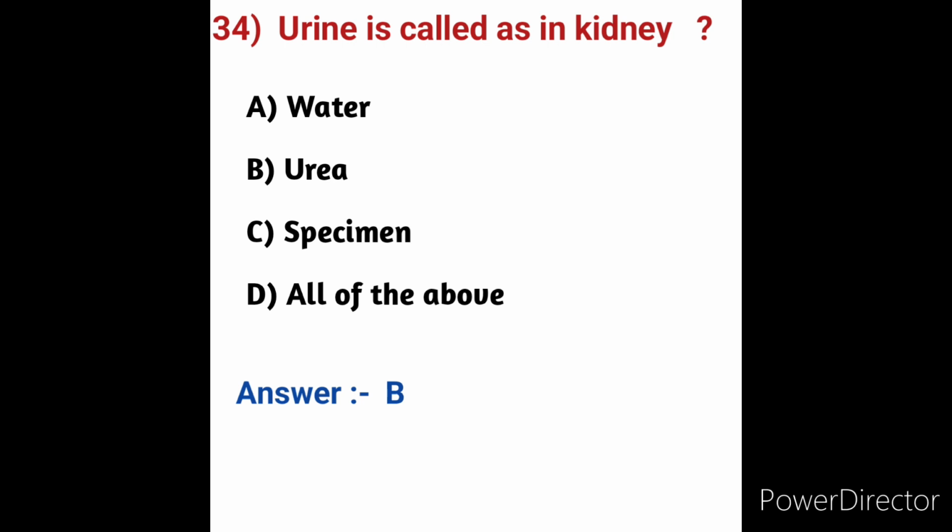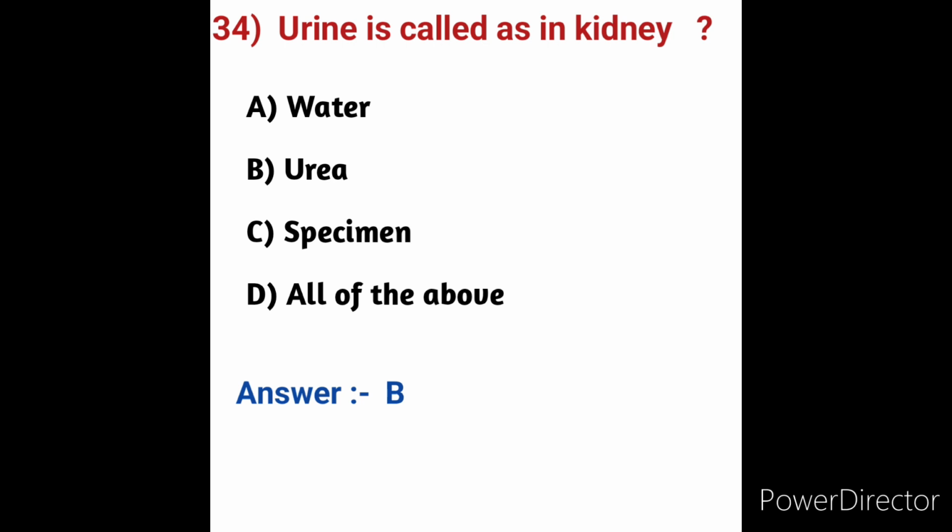Urine is called what in the kidneys? Options: option A water, option B urea, option C specimen, and option D all of the above. In the kidney, the urine is called urea. Option B is the correct answer. Kidneys make urine by filtering waste and extra water from the blood. The waste is called urea.